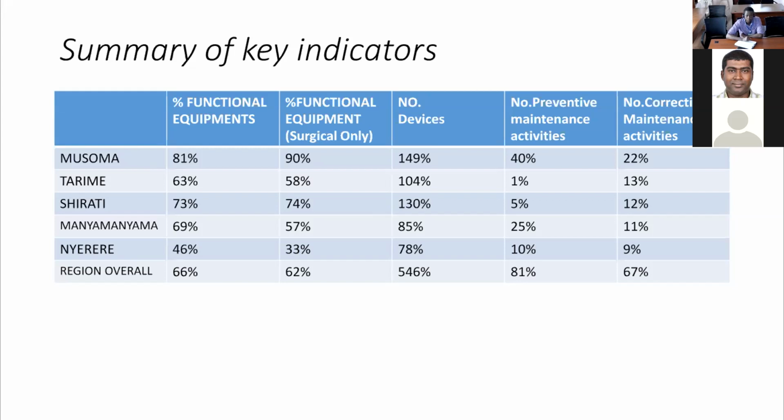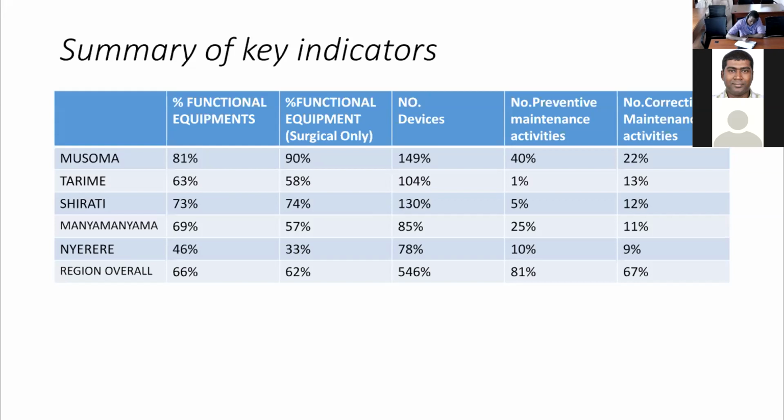When you go to Tarime as well, you can see the number of functional equipment for the whole hospital and for the surgical department. It is 63 to 58. When you go to Shilati, you can see it is 73%, and for surgical it is 74. When you go to Manyamanyama, it is 69. For the surgical unit it is 57. When you go to Nyerere, it is 46. And for surgical it is 33.